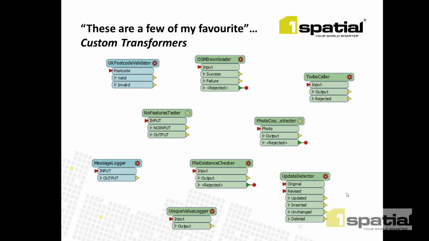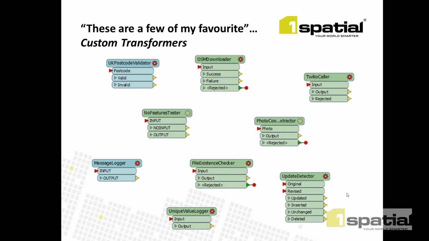And just to finish up, we thought we'd throw in a few interesting custom transformers that we like. Obviously the UK postcode validator and the message logger are two that we've created, so of course we like them. But there's a few others that you might want to go and have a look at.